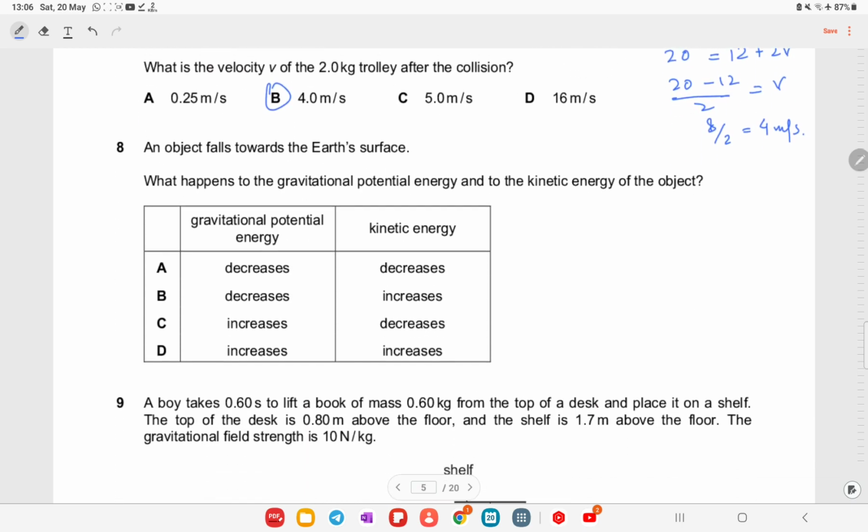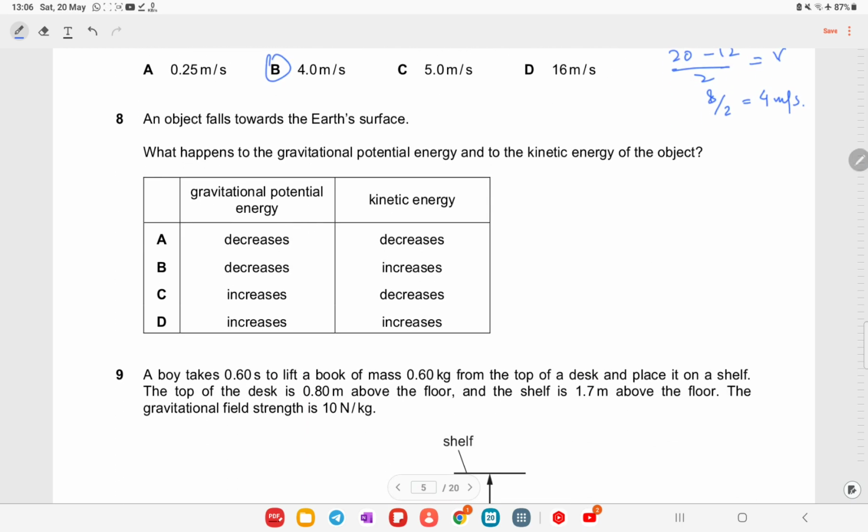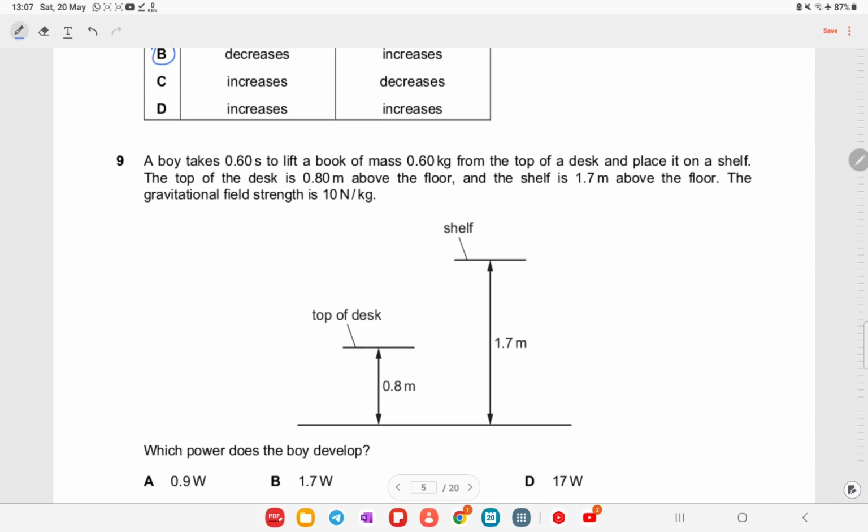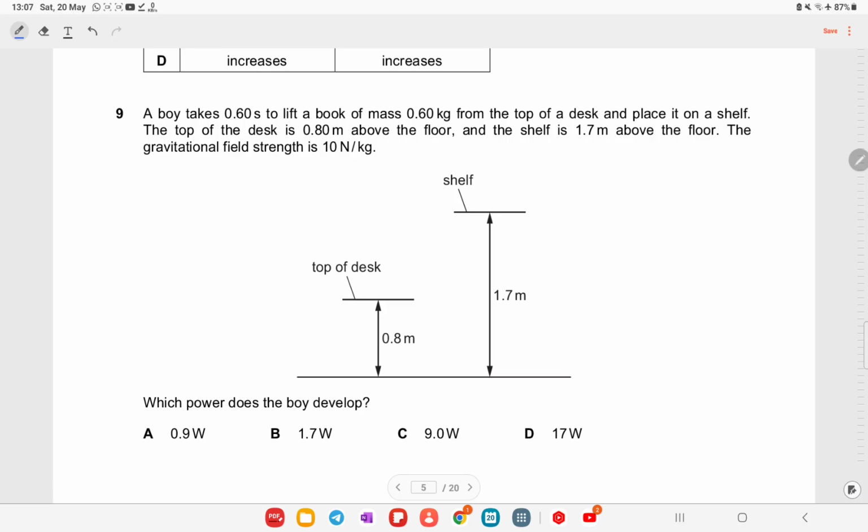An object falls toward the Earth's surface. What happens to the gravitational potential energy and to the kinetic energy of the object? So obviously the height of the object is decreasing, so does the gravitational potential energy, because it depends upon the height, and the object is moving faster and faster toward the center of the Earth, so the kinetic energy will be increasing.